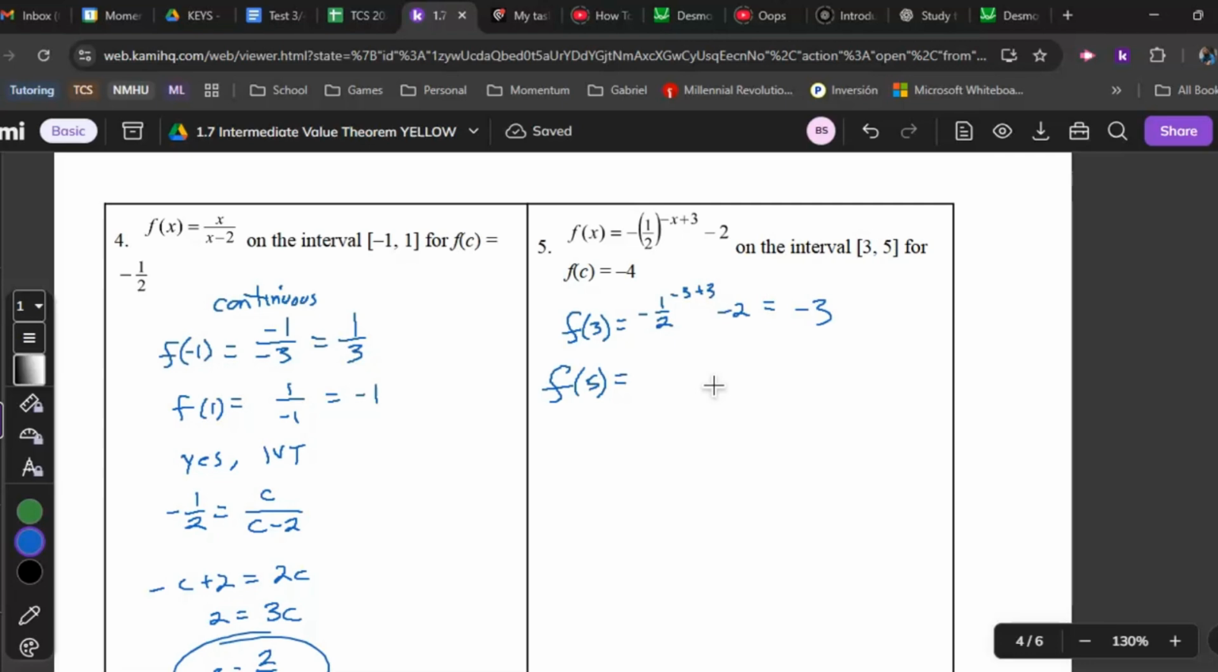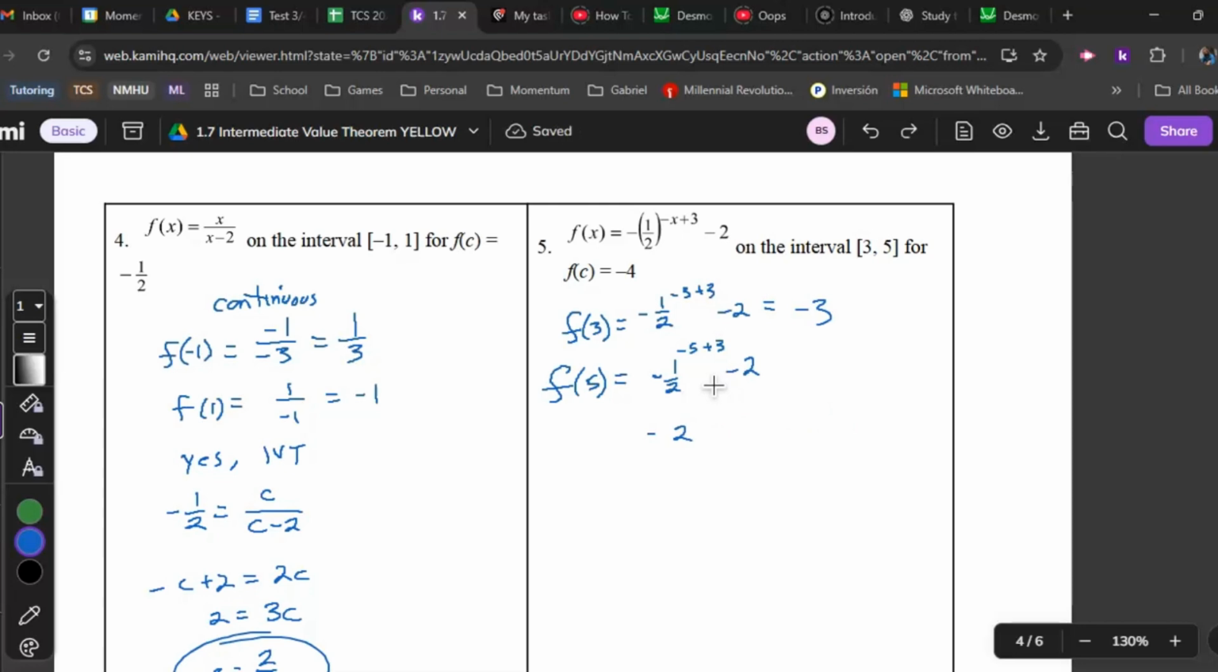All right, so f of 5. Now I've got -1/2 to the -5 plus 3, minus 2. Let's work this one out a little bit here. That's negative 2. What's 1/2 to the negative 2, guys? Well, it's technically 2, and then I multiplied it by the negative out front. So in other words, negative 4.